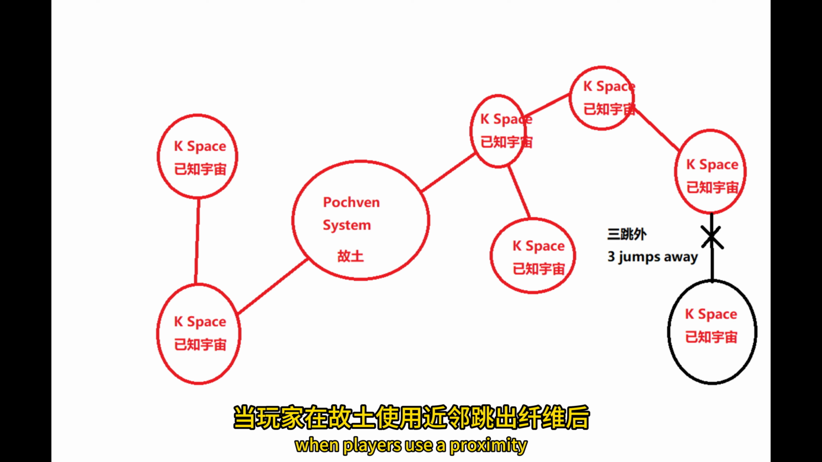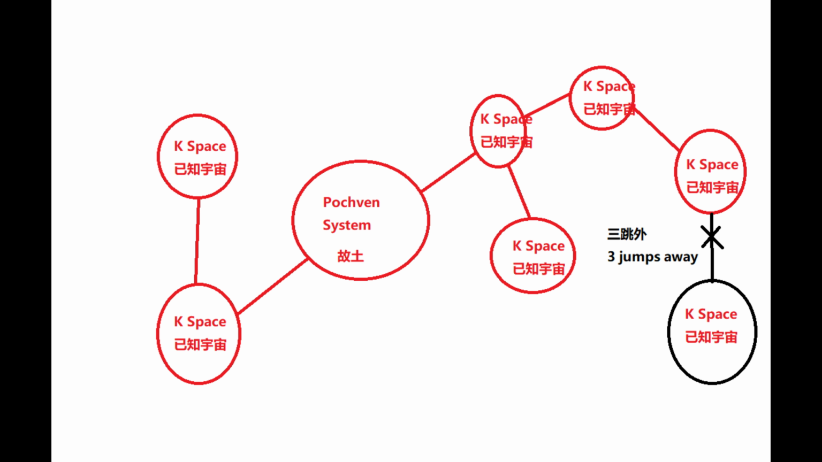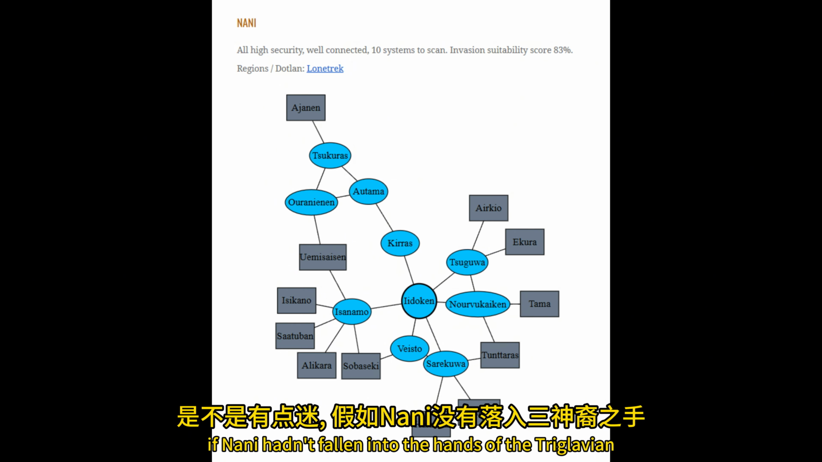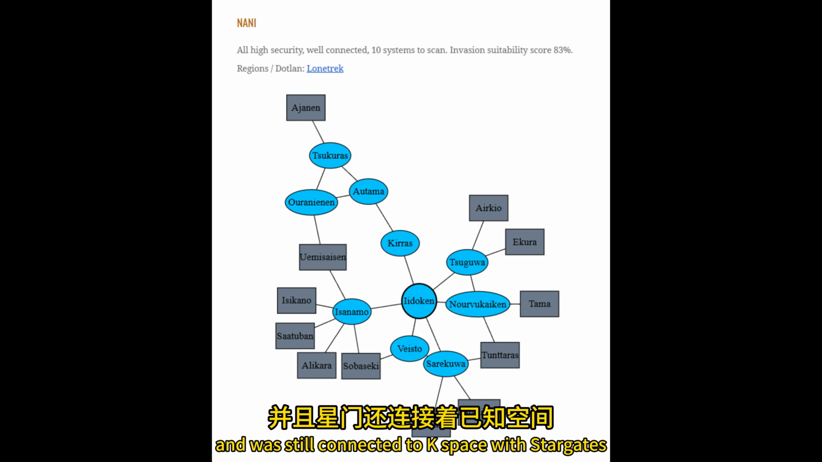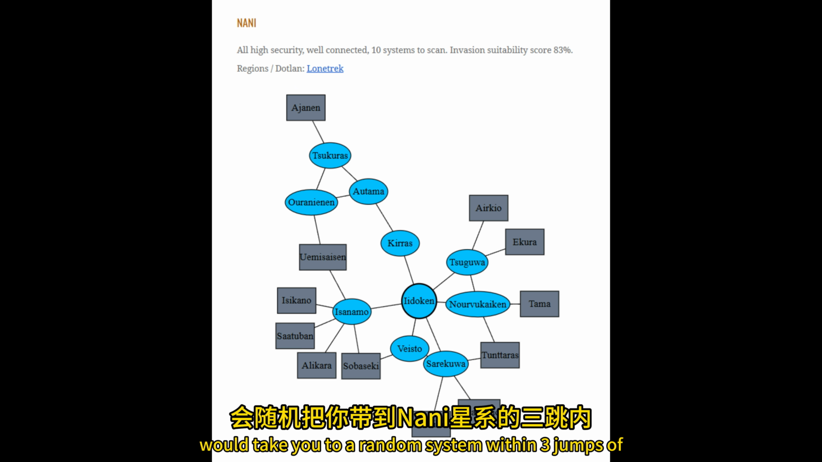When players use a proximity extraction filament in Pochven, you will be taken to a random K-space system that was previously connected to the Pochven system within 3 jumps. Confused? Just imagine if Nani hadn't fallen into the hands of the Triglavian and was still connected to K-space with stargates. The outbound filament would take you to a random system within 3 jumps of Nani's star system.